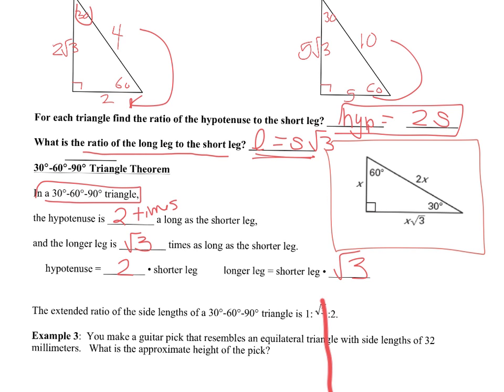So the side opposite 30, I'm going to call X. Actually, I'll probably more often call it S. Then the hypotenuse will be 2 times S. And this one will be S times the square root of 3. We change it to S just because there are X's in the problems quite often.